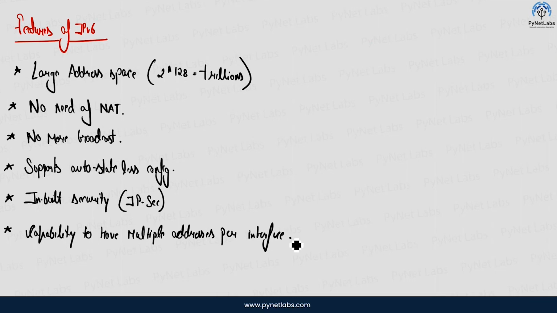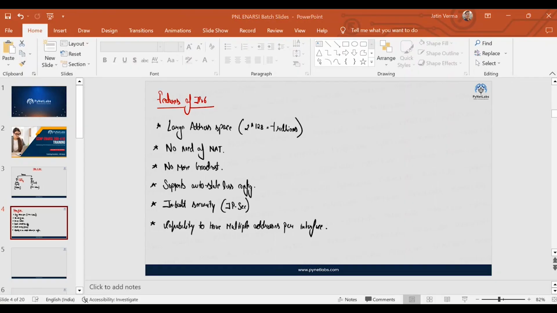Now see guys, this thing is also possible in case of IPv4 address, that we can use multiple addresses per interface. Let me show you if it is possible on Packet Tracer, what exactly I'm referring to here.